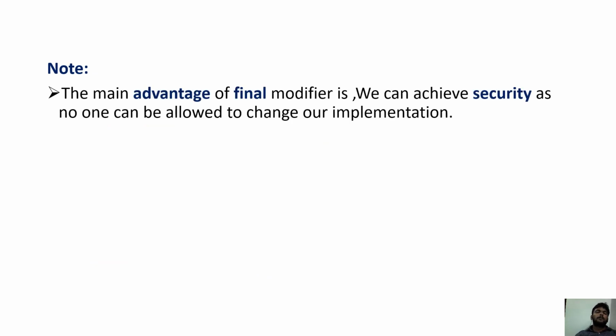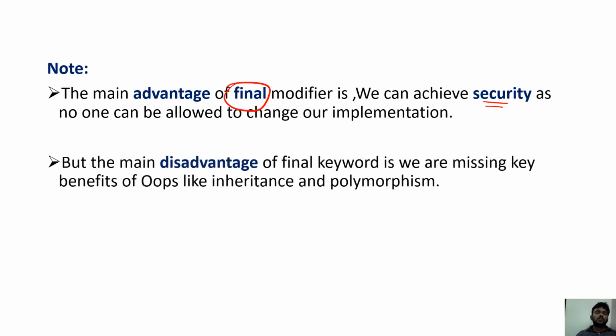Now here we have some important points. The main advantage of the final modifier is that we can achieve security. It means no one is allowed to change your implementation. Sometimes we need to restrict our method implementation. In that case, you can use the final modifier. So the final modifier provides security, but at the same time, we are missing object-oriented benefits like inheritance and polymorphism.